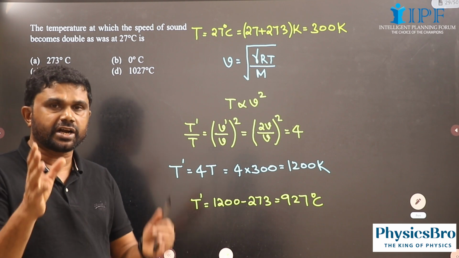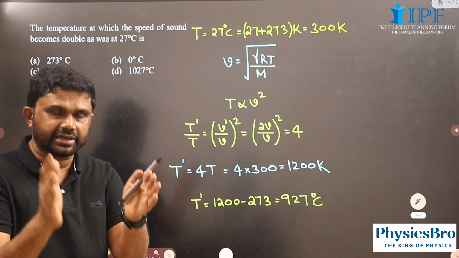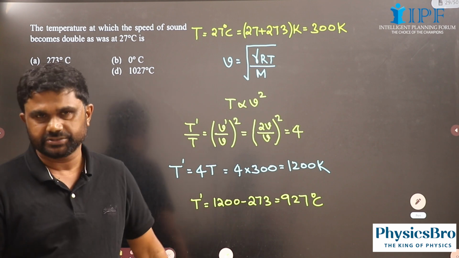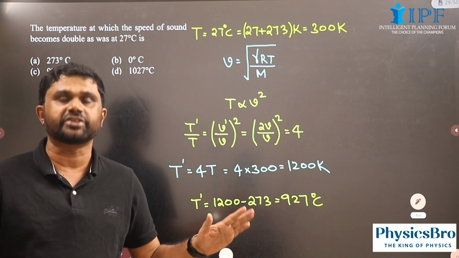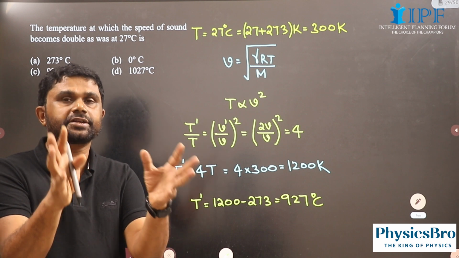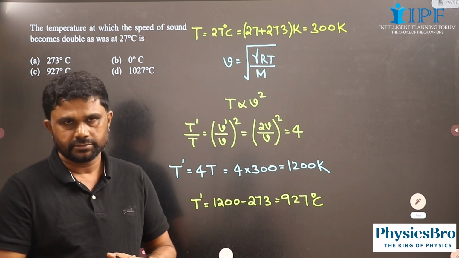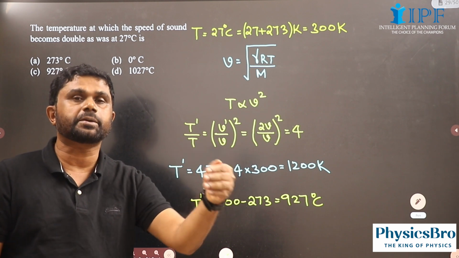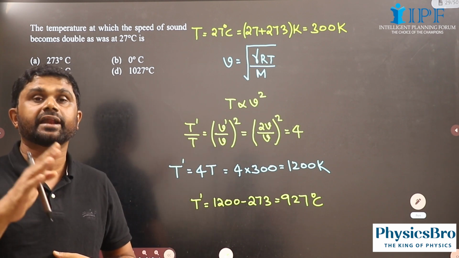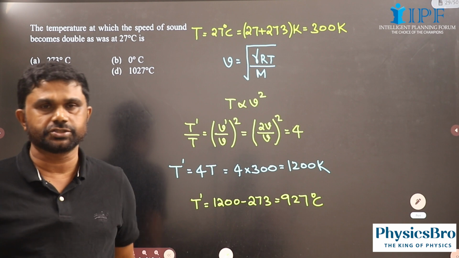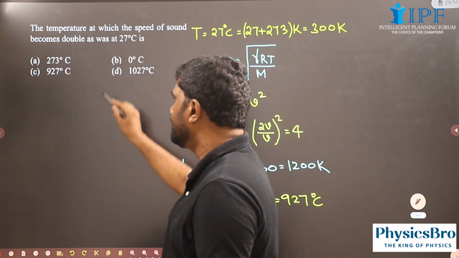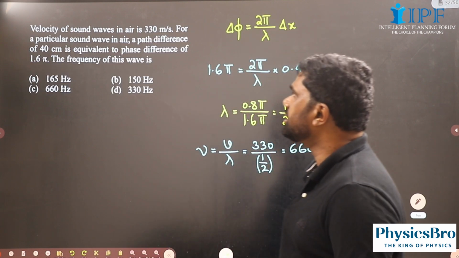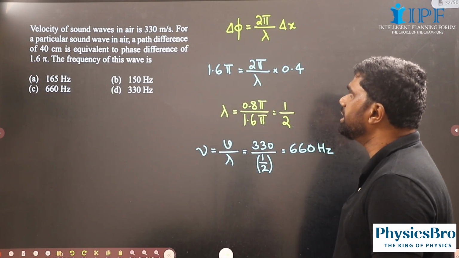Okay, and we have to convert that final temperature 1200 Kelvin to degrees Celsius. For that you have to subtract 273. Children, never subtract 273. Instead of subtracting 273, you subtract 300. After that you add 27. So from 1200 if you subtract 300 you will get 900. After that you add 27, so it will be 927 degree Celsius.